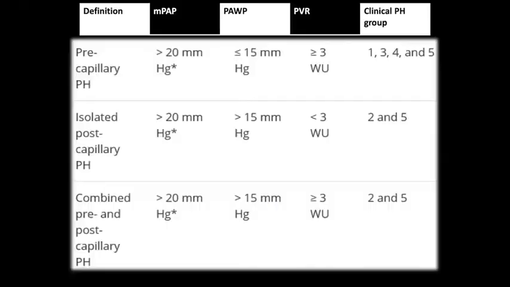If this is an isolated post-capillary pulmonary hypertension, then you will see that the wedge pressure is greater than 15, your mean PA pressure is greater than 20, and your PVR is less than 3. You can actually have group 2 or group 5. And if it's a combination of both pre- and post-capillary pulmonary hypertension, then your mean PA pressure, of course, needs to be greater than 20, your pulmonary wedge pressure is greater than 15, and your PVR is also greater than or equal to 3. In that situation, again, you may be dealing with group 2 or group 5.